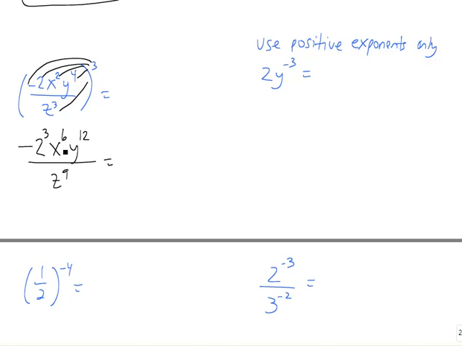There's no x's, y's, or z's to combine, so the only thing really here to figure out is 2 cubed. 2 times 2 times 2 is 8, so this is negative 8, x to the 6th, y to the 12th, over z to the 9th.